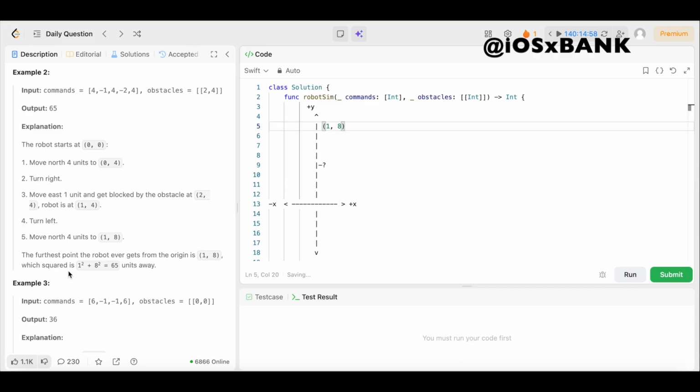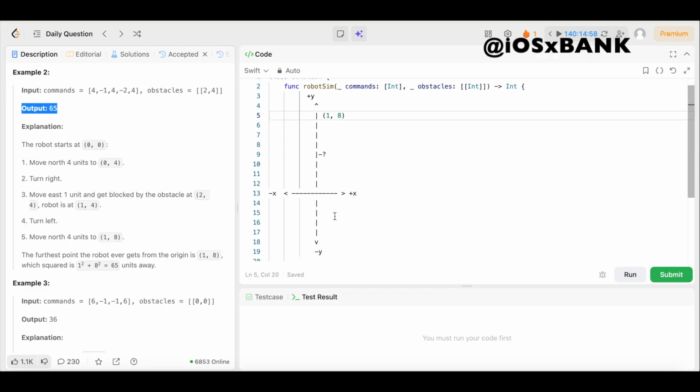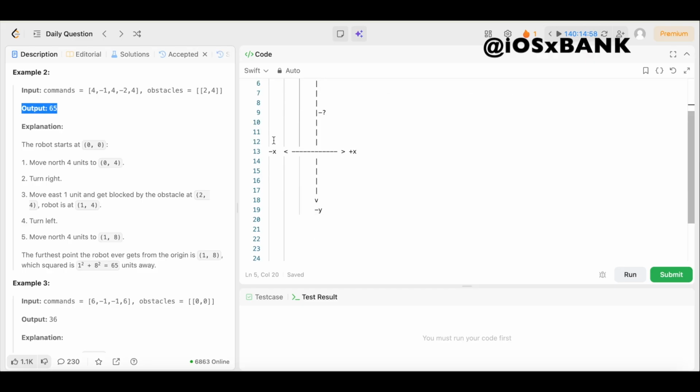So boom, then we do 1 squared, that's going to give us 1. 8 squared is 64. 1 plus 64 gives us 65, and that's how we got our output of 65, y'all. Boom. I hope that makes sense to y'all. I know it was a lot to take in.